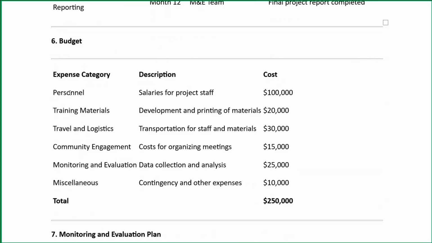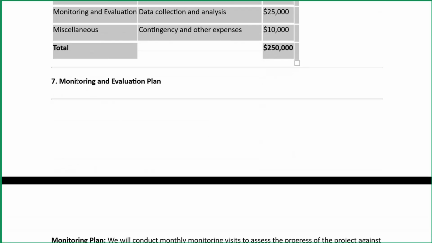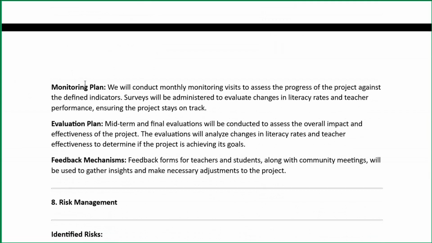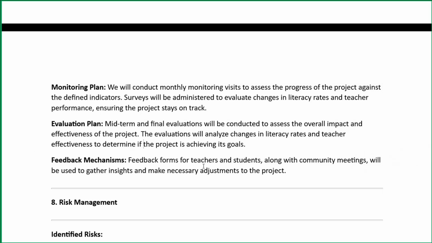Then you can see here the budget: how much personnel cost is there, then training material. You will see the detail of this budget. I will show you in the budget template. Then here I have mentioned in this proposal the monitoring and evaluation plan. So this is my monitoring plan. Explain that we will conduct monthly monitoring visits to assess the progress. Then the evaluation plan, we will do midterm and final evaluation. And then the feedback mechanism, because this is also part of the monitoring and evaluation. So that part is here.